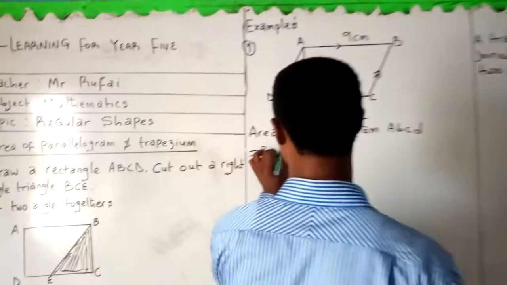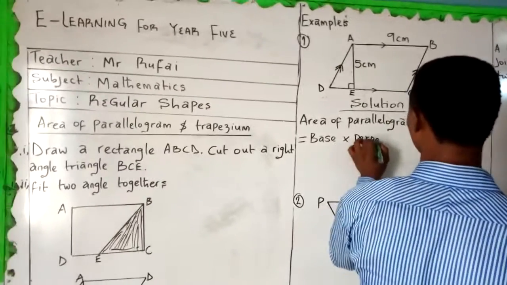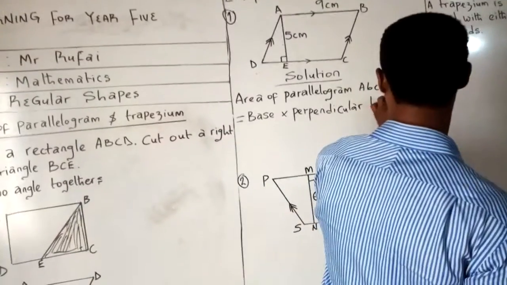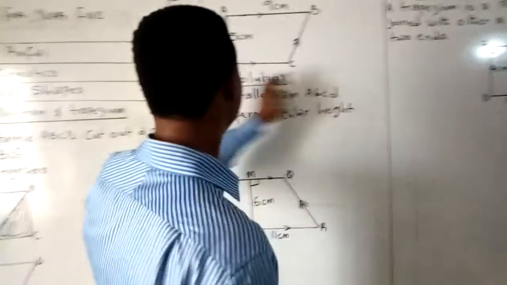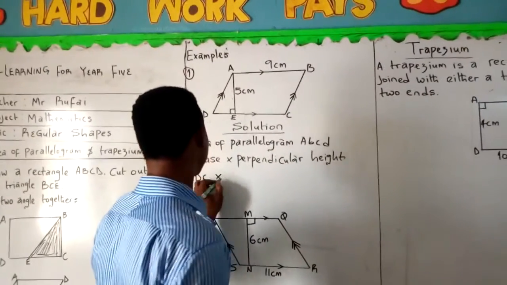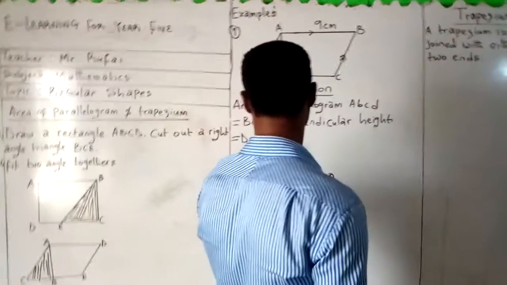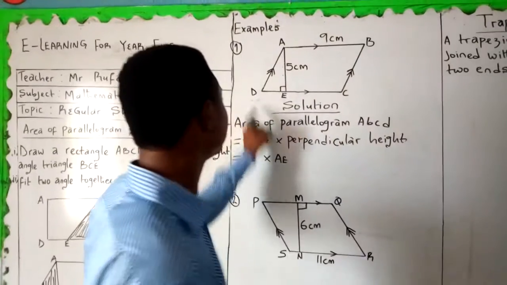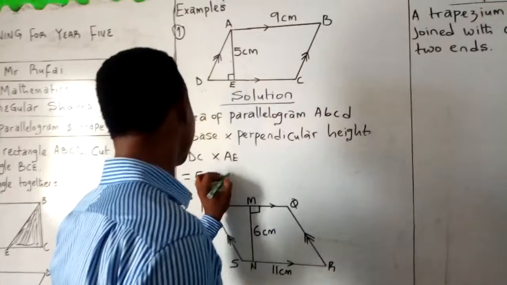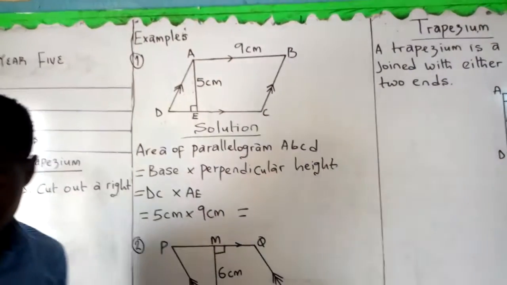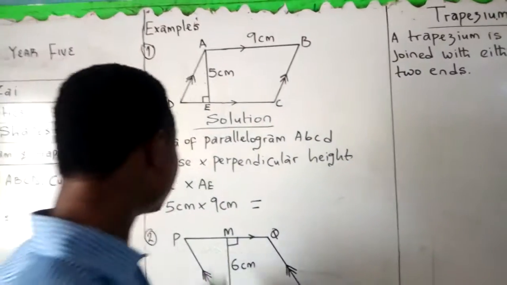Area of parallelogram is equal to base multiplied by perpendicular height. That is what we are going to use in solving this. The base is the DC, multiplied by the perpendicular height, which is the AE. AE is our perpendicular height. DC is 5 centimeter multiplied by AE, which is 9 centimeter. 5 multiplied by 9 gives you 45 centimeter square.